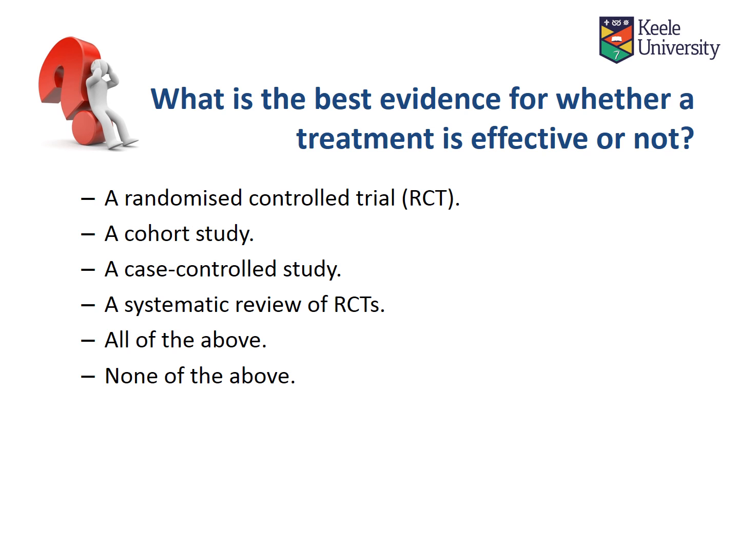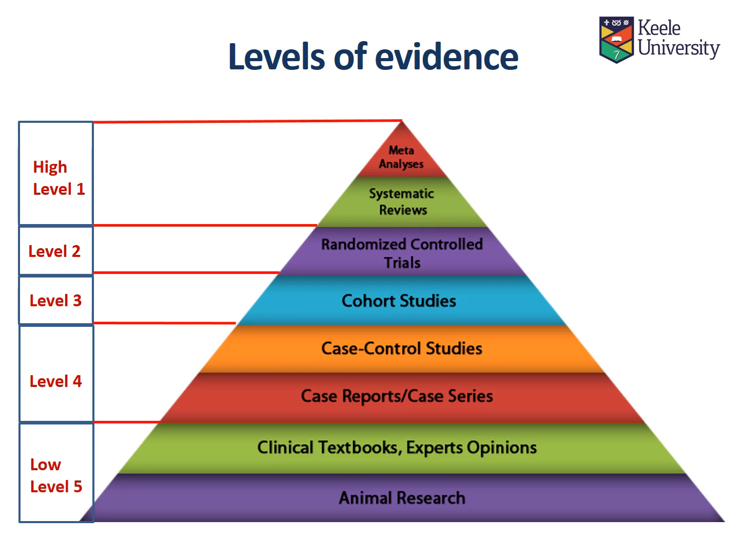What is the best evidence for whether a treatment is effective or not? A systematic review of randomized controlled trials. An RCT is the best evidence to assess treatment effect, but the best evidence for that is to have a group of RCTs in a systematic review. And this leads us to the issue of hierarchy in the evidence. So the evidence comes in levels. Level 5 is low, level 1 is the top, and this is the pyramid.